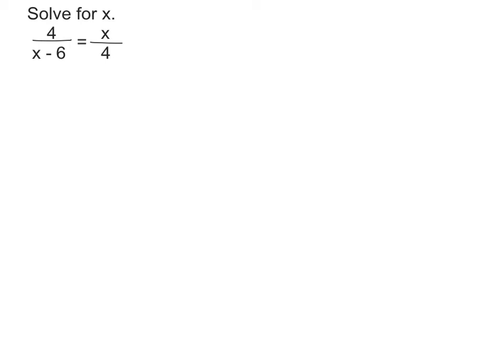But we're really just going to use the proportion method that we've used ever since we learned it way back in junior high. So we'll cross multiply here. We have this cross multiply, 4 times 4 makes 16. And then the other one, x multiplied by x minus 6, requires us to distribute. So 16 is equal to x squared minus 6x. So we have a quadratic here now that we need to solve.